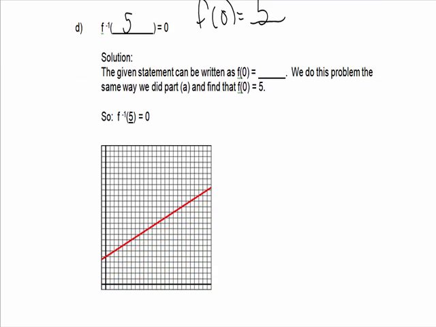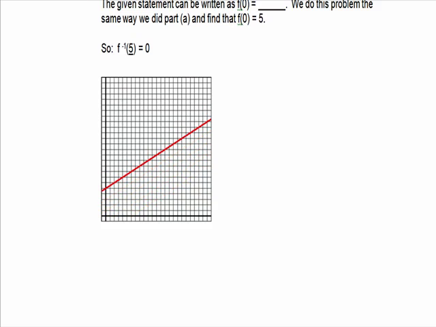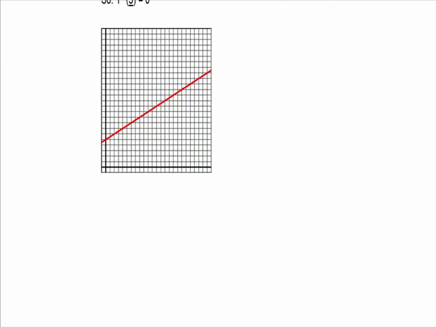Now, if I wanted to draw the graph of this, I could actually take these inverse values as a group of points and graph them.